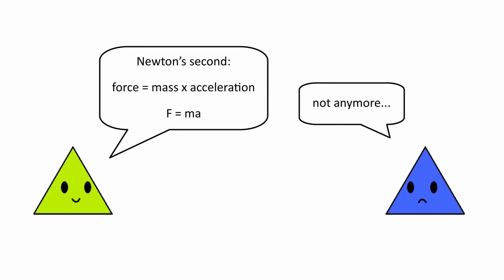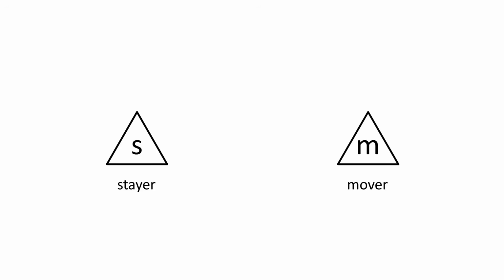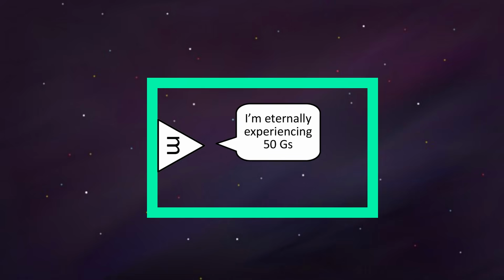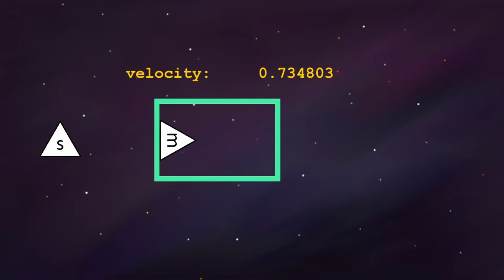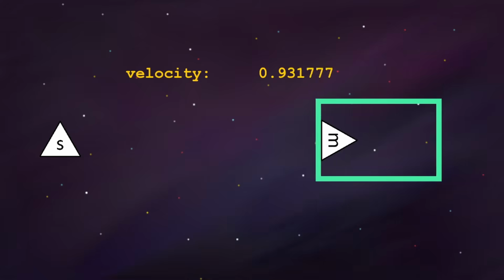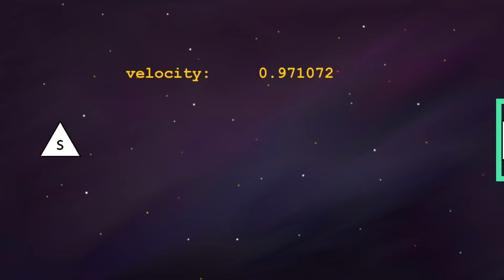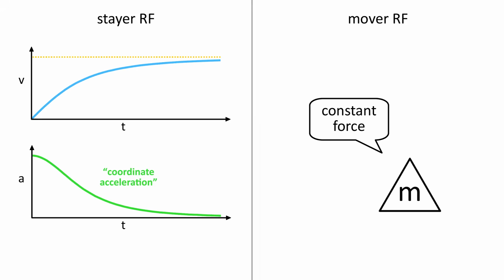But this can't be true in relativity. Imagine there are 2 observers, stayer and mover. The mover gets in a ship with constant acceleration. In the mover's reference frame, they feel a constant force due to the acceleration. But in the stayer's reference frame, the rate at which the mover accelerates is actually slowing down as they approach c asymptotically. If you use this coordinate acceleration to calculate the force on the mover, it will underestimate compared to the force they actually experience by quite a bit.